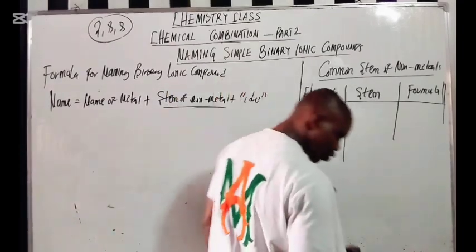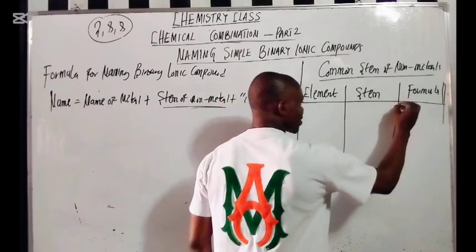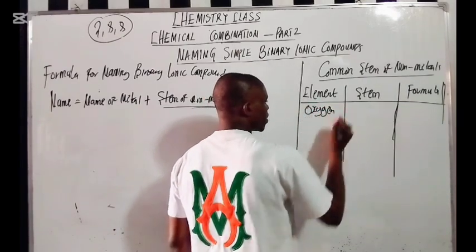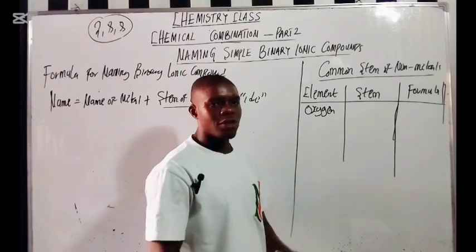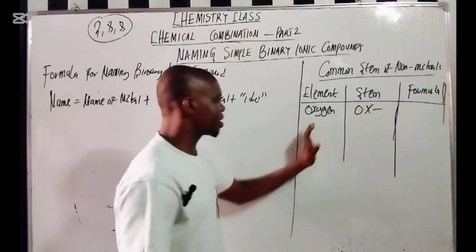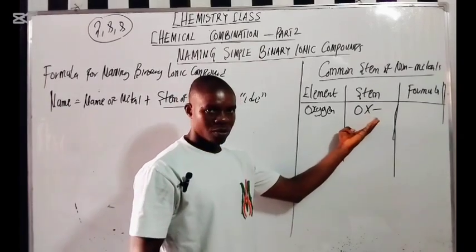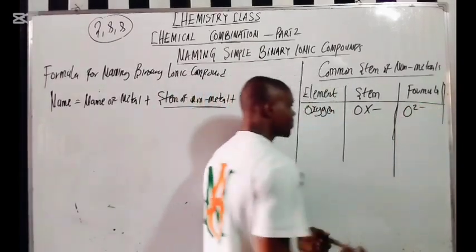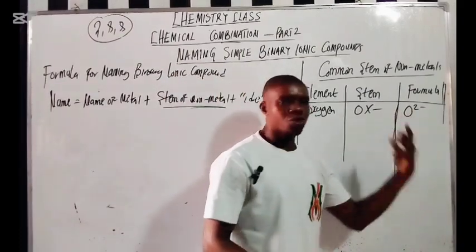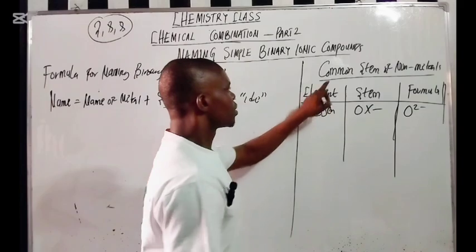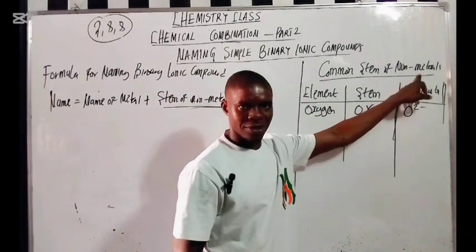So the first one you want to look at is oxygen, and the stem of oxygen is O's. Whenever you see oxygen, the stem is called O's. Now the formula is O2 minus. What does it mean here? It means that it has gained 2 electrons, because I'm talking about the stems of non-metals.